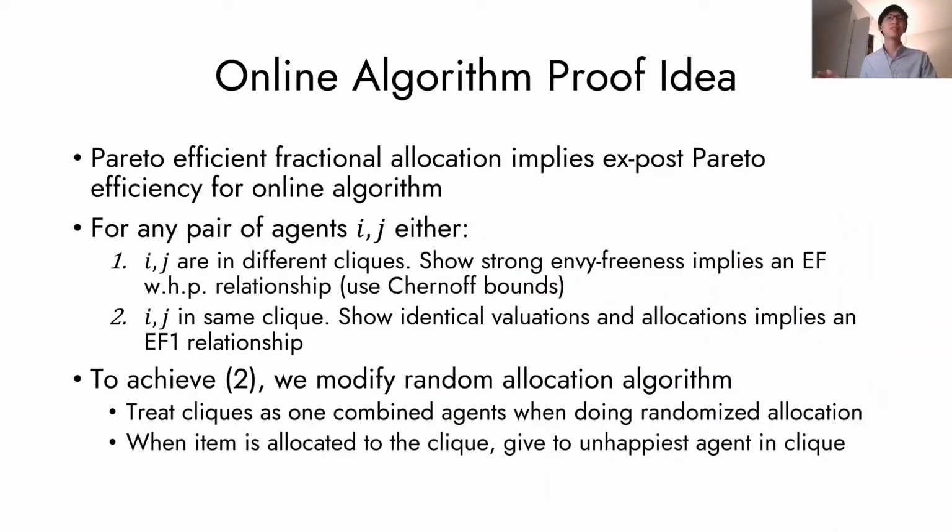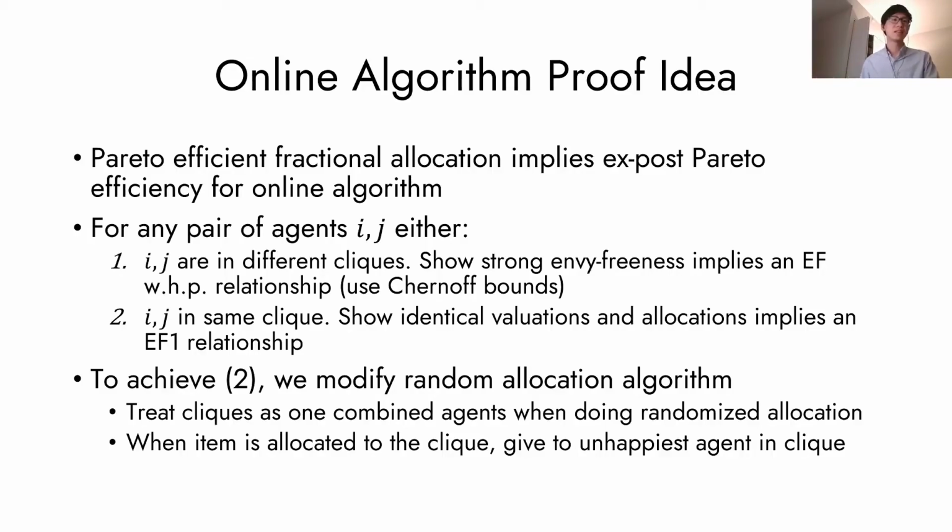Now, in our proof, we're essentially just going to show correspondences between the online and offline problem. So we first prove that Pareto efficiency in the offline problem will imply ex-post Pareto efficiency in our randomized allocation algorithm. Meanwhile, for fairness, for each pair of agents, the fairness guarantee that we have in the offline problem will actually determine the fairness guarantee we show in the online problem. So for the case of when i and j are in different cliques, we know that i is strongly envy-free towards j. And we can show this translates to envy-freeness with high probability in the online problem by arguing the expected envy, which will decrease linearly, will dominate the tails of the distribution.